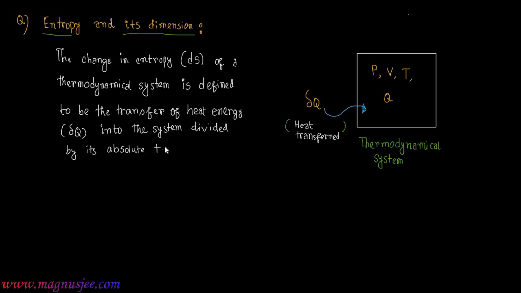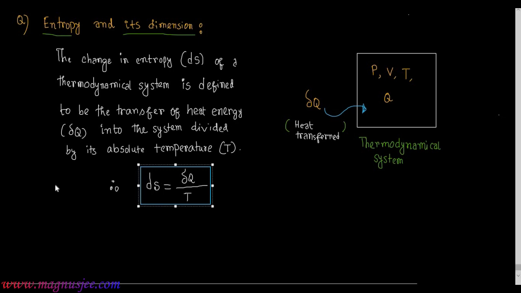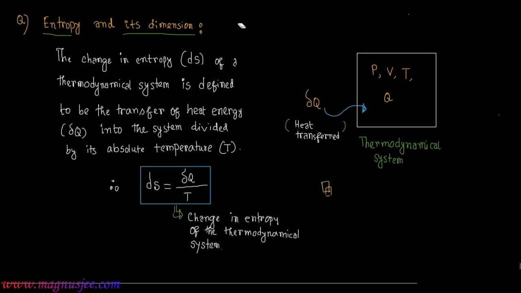So the change in entropy is defined as the transfer of heat energy, delta Q, into the system divided by its absolute temperature, that is dS is equal to delta Q by T. dS, the change in entropy of the thermodynamical system, is equal to delta Q by T.